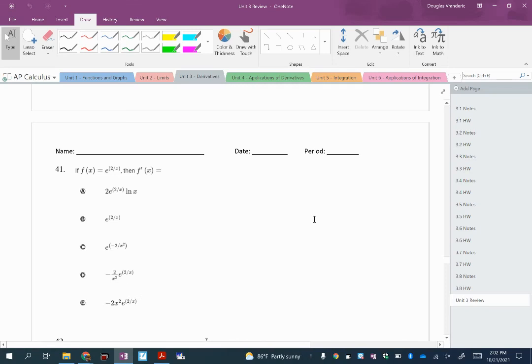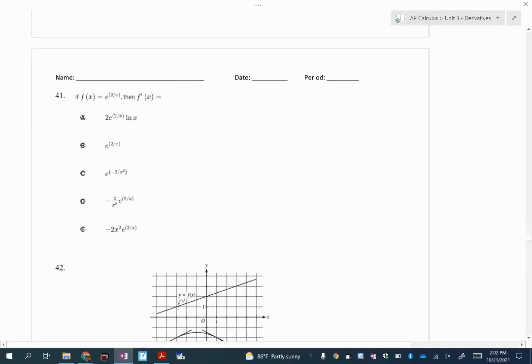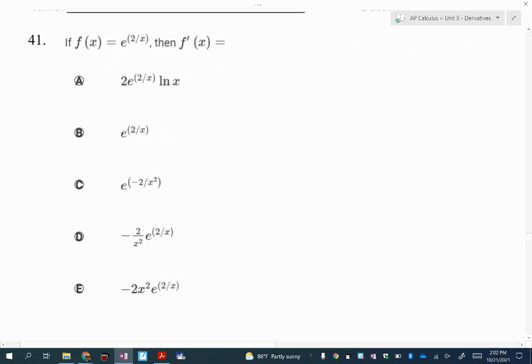Part 3 of this review. So let's jump right into number 41. Almost there. Last 20 questions. So we have another natural exponential function.